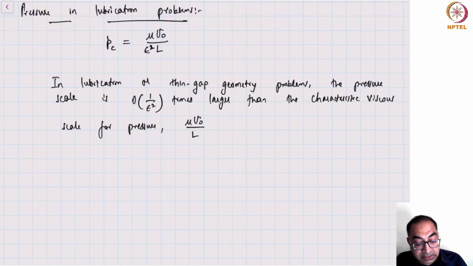In other words, just by taking a lubrication geometry or a thin gap geometry, the characteristic scale for pressure has this 1 by epsilon square. The pressure gets enhanced significantly. This is the very reason why engineers exploit this thin gap geometry to provide lubrication.